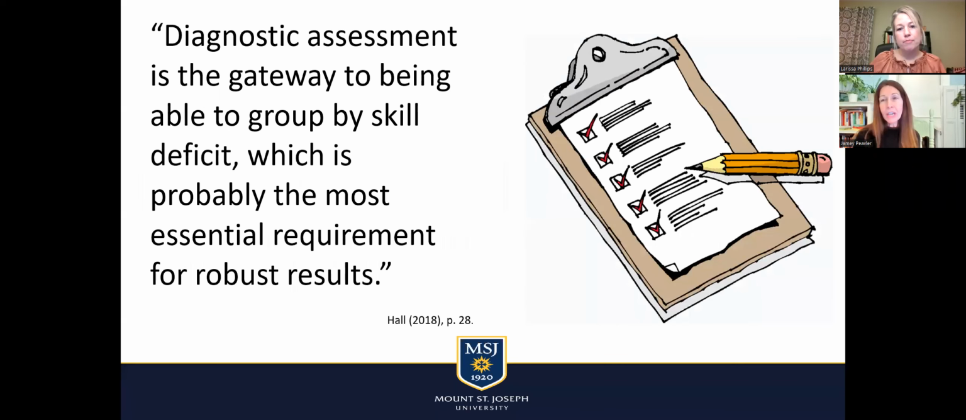So when we think about, again, the assessment tools available, I liked this quote in terms of why a diagnostic assessment has to be in our toolbox of things that we're using with students, because it's the gateway, I love that word, to group students by skill deficit. And so in order for us to be effective and efficient in what we're teaching, we first have to know what the need is. And our diagnostic tools are going to tell us that.